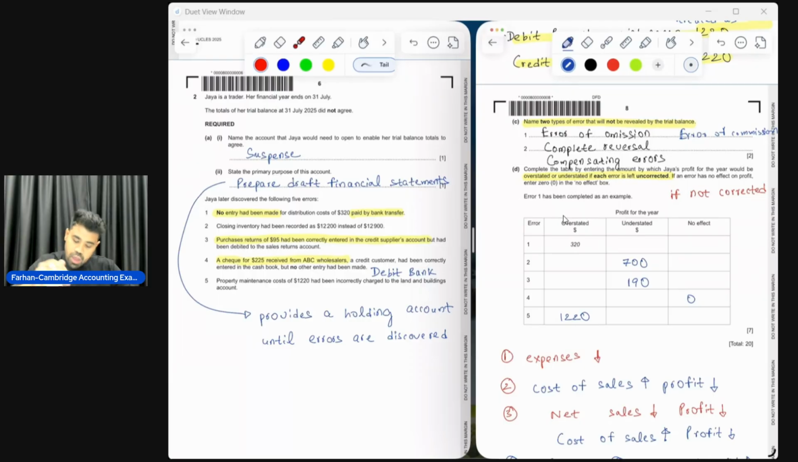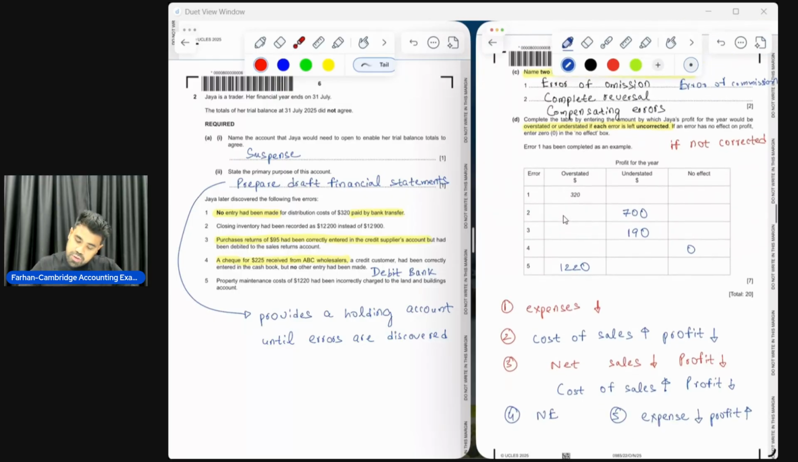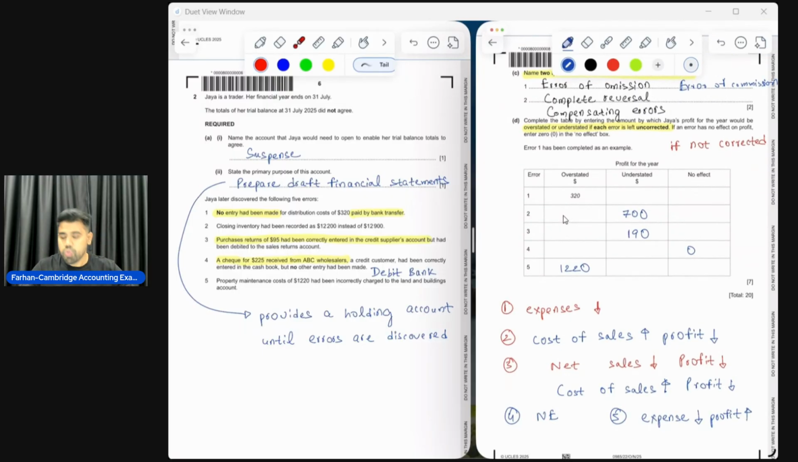Okay. Now let's understand part D in seriousness, because this is a different type of question here. So in part D, we are required to complete the table by entering the amount which the profit for the year would be overstated or understated if each error is left uncorrected. So that is the key word. Previously in part B, we corrected all the errors, but now they're talking about, hey, what's the effect on profit if we don't correct these errors?